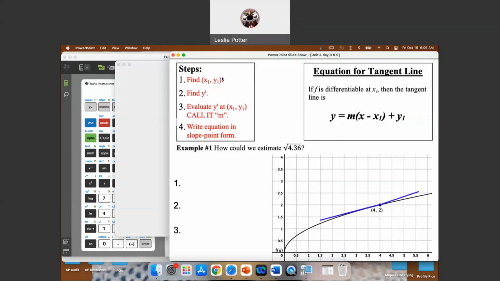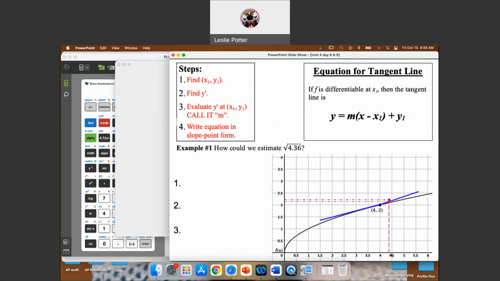Well, I need my point of interest, my point of tangency, and that's 4,2. That's my point of tangency. I need to find the derivative of the function, and then I need to evaluate so I can get that slope value, right? So it's steps 2 and 3 where the calculus is, right? And then we write our equation in point slope form. So we write our equation of our tangent line. And so these are all skills that you have been doing all year long. And then we can use this to approximate.